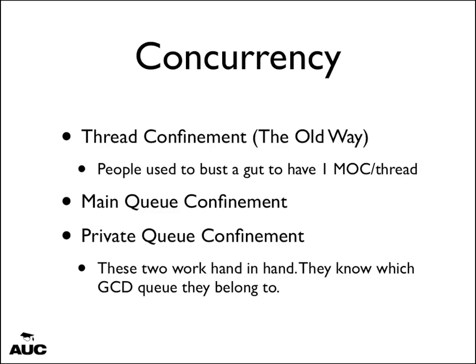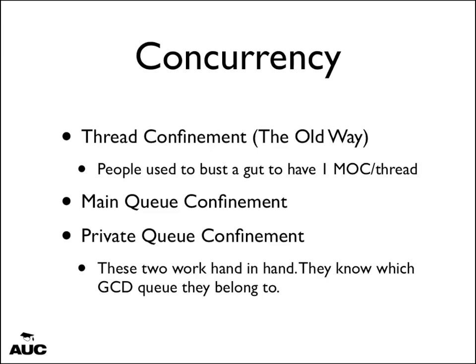These are pretty much the same, except main queue confinement is a little bit different because it's specifically running on the main thread, and there's always only one of these. You can create as many as you want of these private queue confinement managed object contexts, and these run on, so it's all based on Grand Central Dispatch or NSOperationQueues. Who here has done anything with those? Okay, so I probably should have a slide on that.